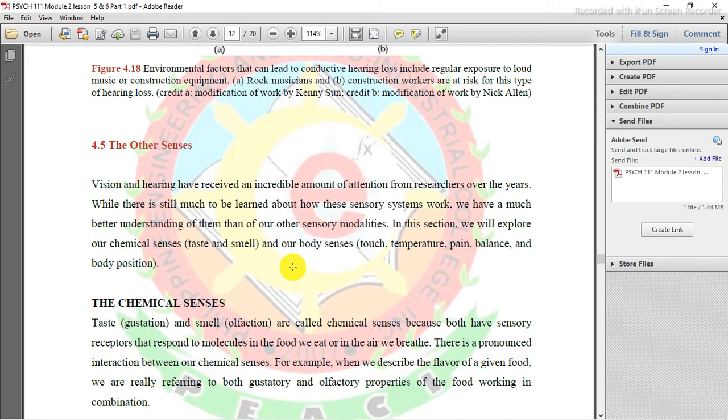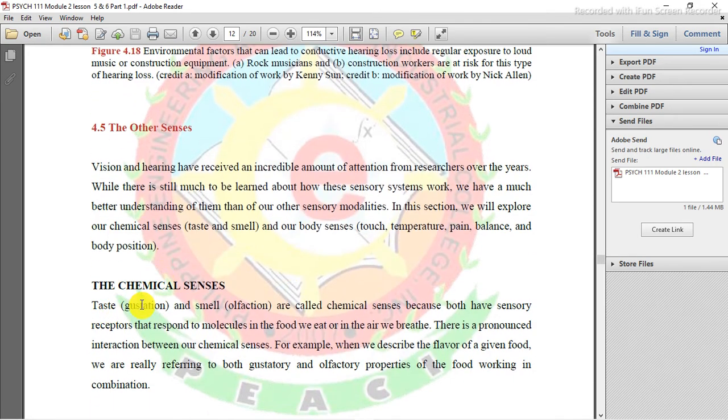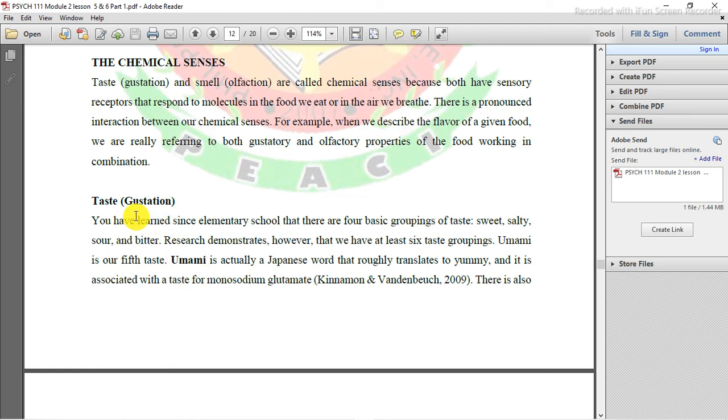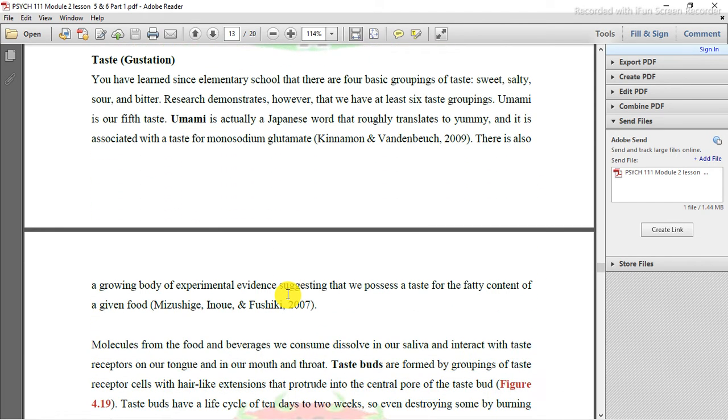And we have here conductive hearing loss, because of age, ano yung mga ibang environmental effects. Kaya ito, ang ingay, no? Nakakasira yan. In other senses naman, we have chemical senses, taste, yung senses na nagre-react pag may chemicals. May nakain tayo, smell, may naamoy tayong chemical, something that smells, no? Like that. And gustation, no? You have heard since elementary school that there are 4 basic groups of taste: sweet, sour, salty, and bitter.